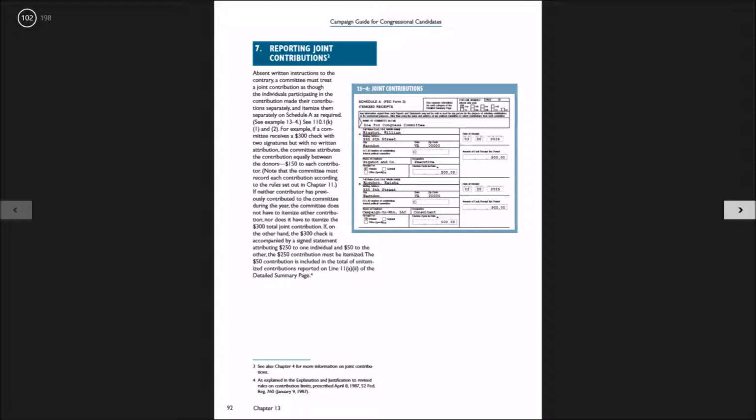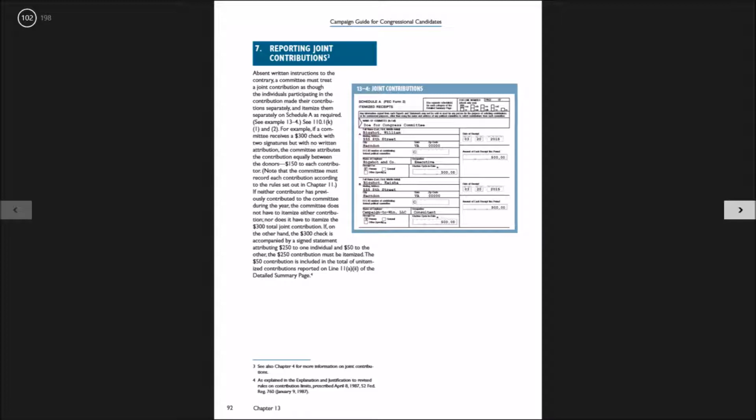For example, if a committee receives a $300 check with 2 signatures but no written attribution, the committee attributes the contribution equally between the donors, $150 to each contributor. Note that the committee must record each contribution according to the rules set out in Chapter 11. Neither contributor has previously contributed to the committee during the year. The committee does not have to itemize either contribution, nor does it have to itemize the $300 total joint contribution.